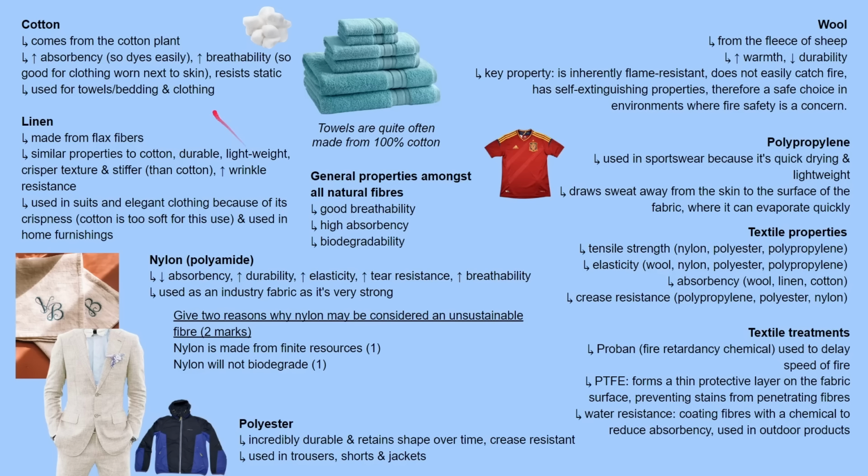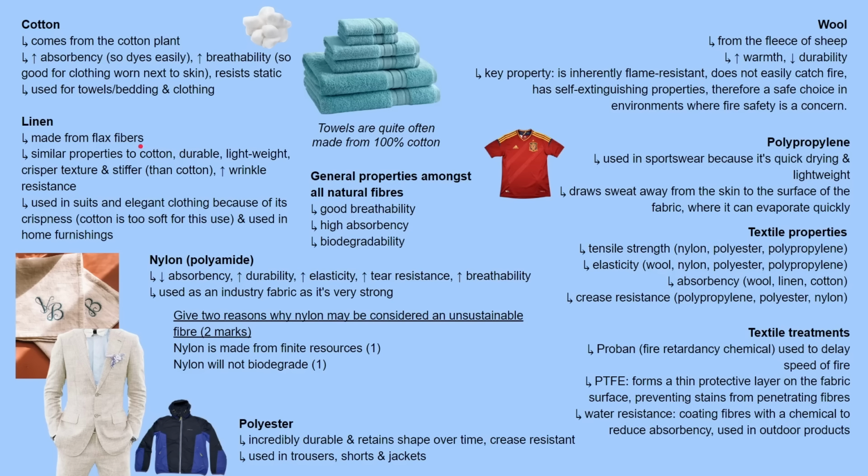Continuing with textiles, we have natural fibers and man-made fibers. So cotton, linen, and wool are all natural fibers. Cotton comes from the cotton plant. It has high absorbency, so it dyes different colors easily. It's got high breathability, so it's good for clothing worn next to the skin, and it resists static charge. Cotton is used for towels, bedding, clothing. So these sorts of towels are usually made from 100% cotton.